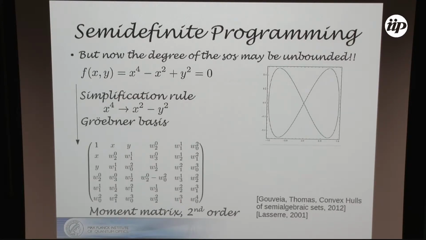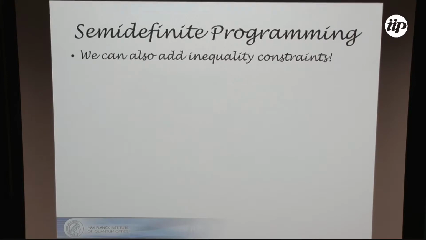So we'll have, in this case, a matrix. This would be second order because I would take up to terms of x to the 4, and so this would be the way to try to find sum of squares modulo f. And one can also twist the method a bit more and add inequality constraints.